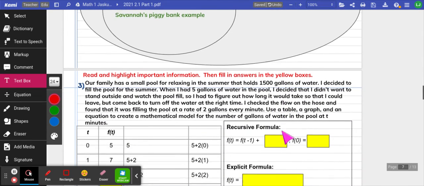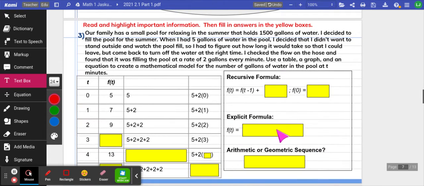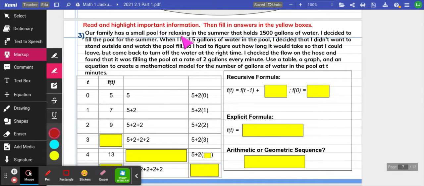Let's look at example 2. Our family has a pool for relaxing in the summer. That sounds nice. The pool holds 1,500 gallons of water. I decided to fill the pool for the summer when I had 5 gallons of water in the pool. So there's already 5 gallons of water in the pool. And she decided that she didn't want to stand outside and watch the pool fill. So I had to figure out how long it would take so that I could leave, but then come back and turn off the water at the right time.